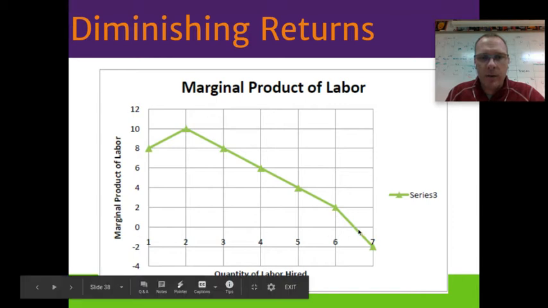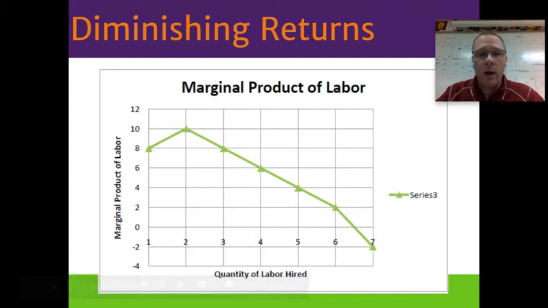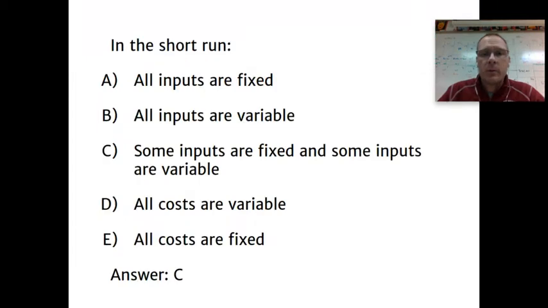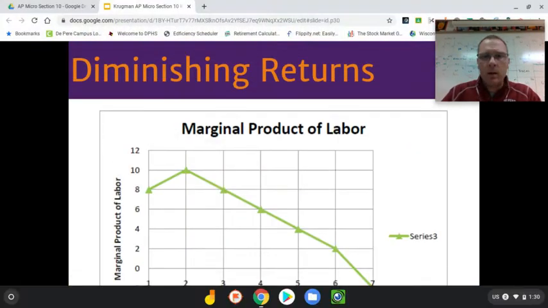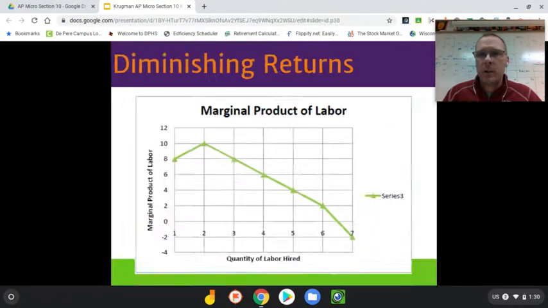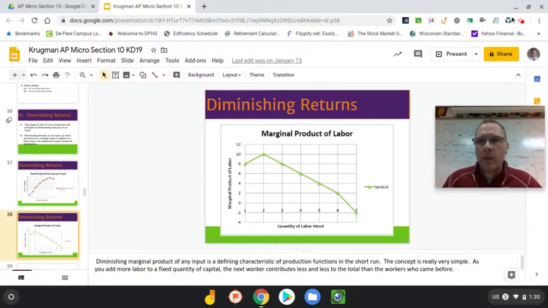The 7th person is actually causing us to produce less overall amount. So we don't want to hire that 7th person because we're not getting anything. In fact, we're getting worse by hiring that person. That's what this module is about, all in regards to diminishing returns and looking at how much labor you should hire.